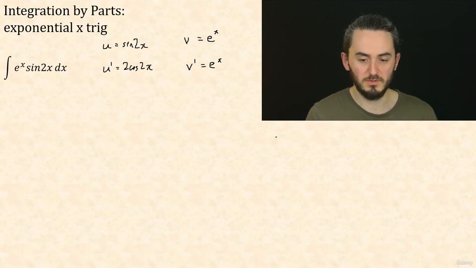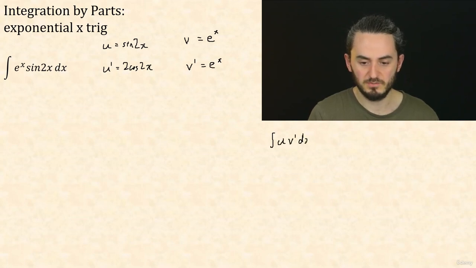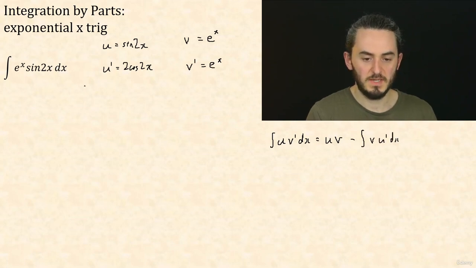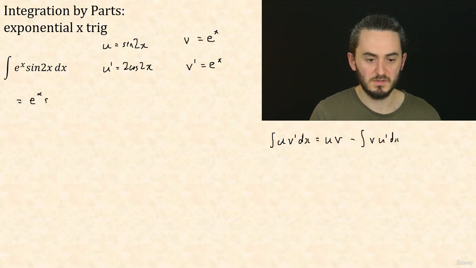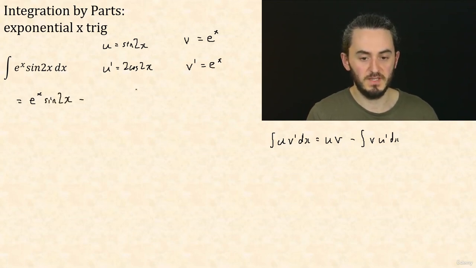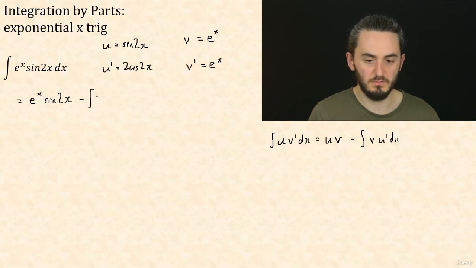Okay, reminder of what the formula is. The formula is the integral of u v dash is uv minus the integral of v u dash. So let's plug that in. So what do we get? We get uv, so that's e to the x sine 2x minus the integral of v u dash. So that's the integral of 2e to the x cos 2x.